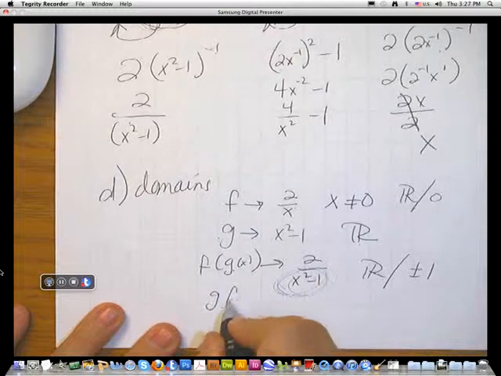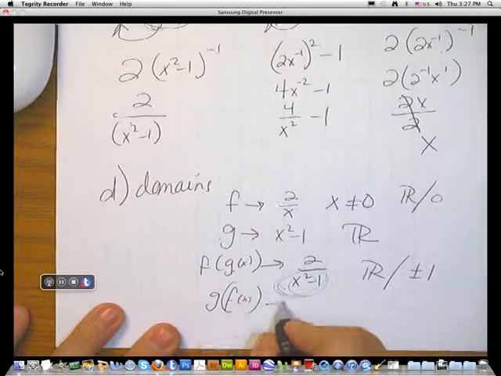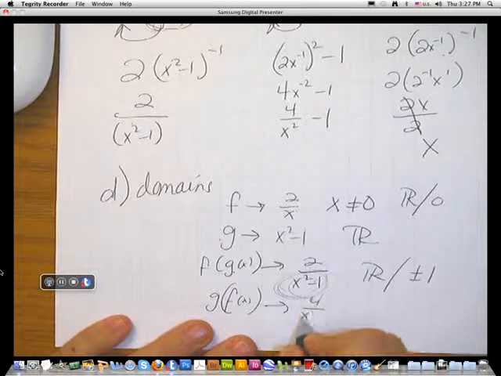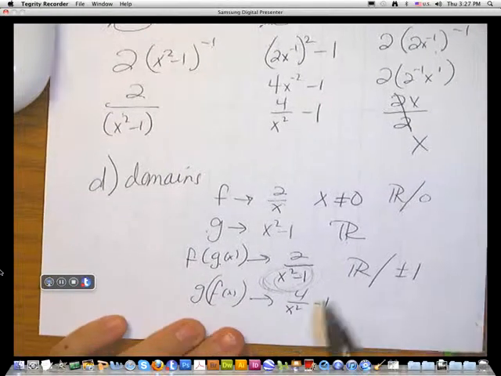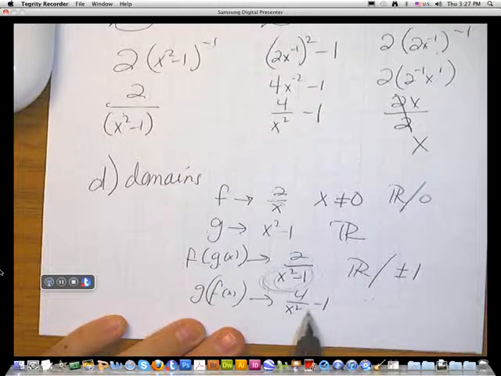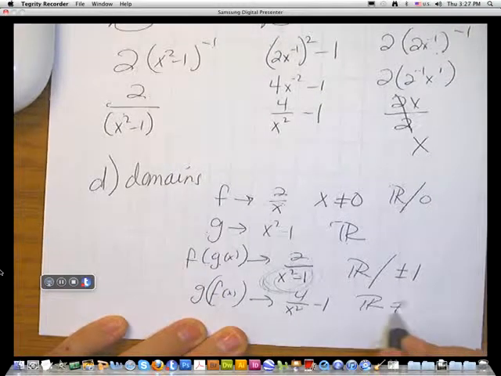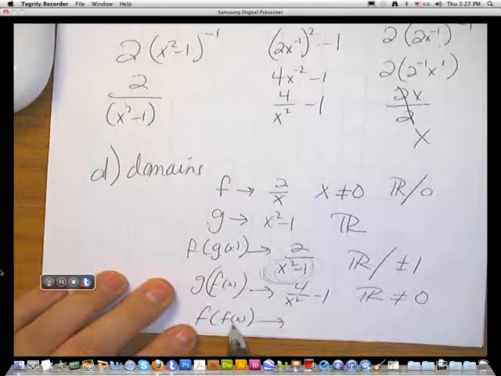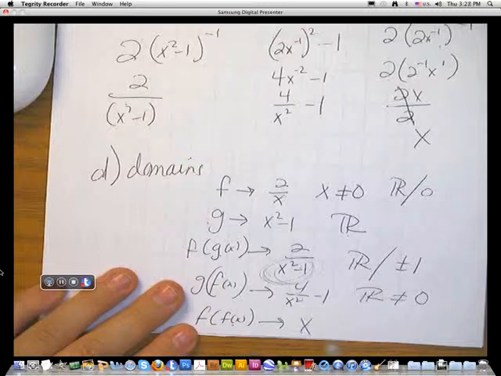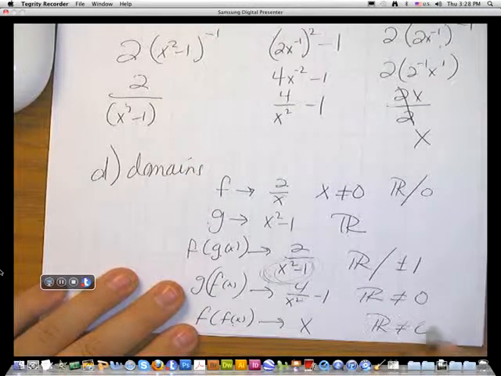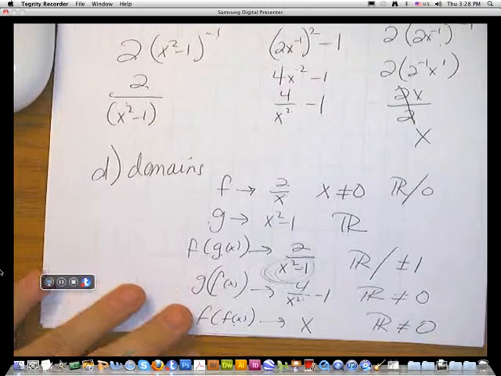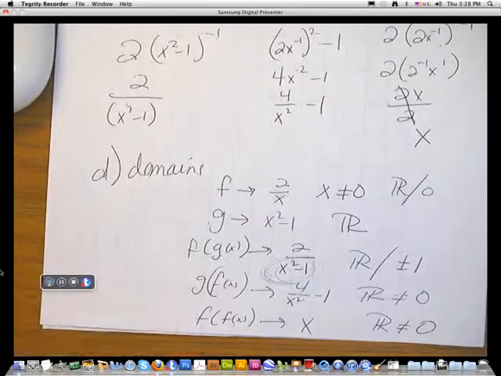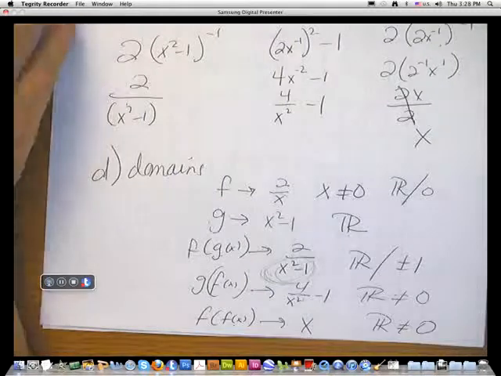For g of f of x, that was 4 over x squared minus 1. f said I can't be 0, and I still can't be 0. And then the last one, f of f of x. Well, f can't be 0, so I still cannot be 0. You have to consider what makes a problem, and then you have to consider it the whole way through. And that's 7.3.